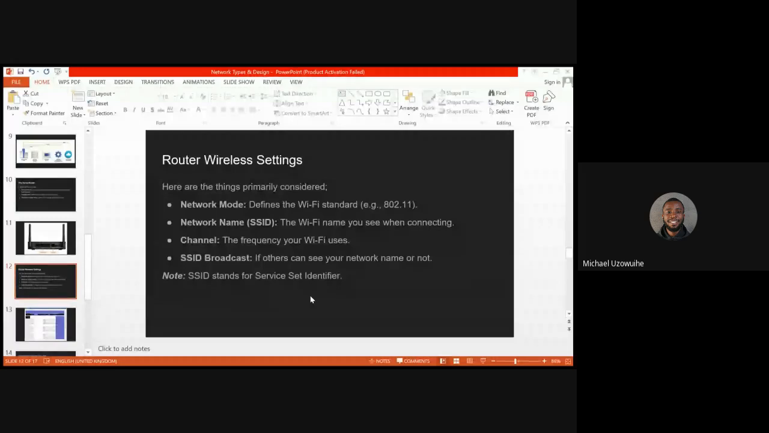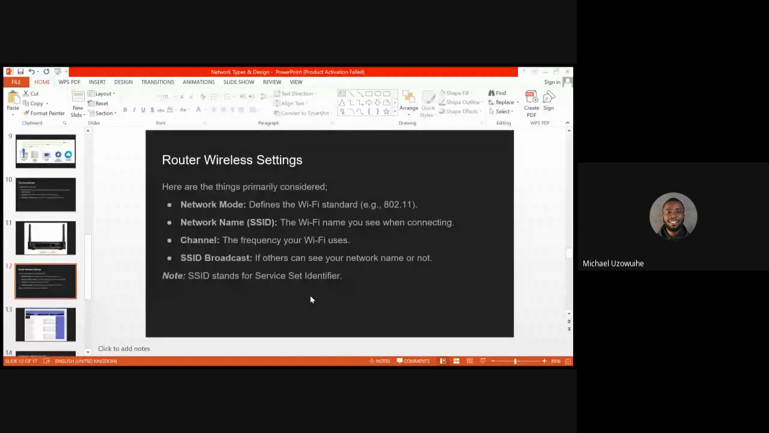It can also go by the name channel. Is that what is in yours? Yes, mine is just called band. Okay, that's beautiful. So that thing is the channel. It is telling us the frequency that the devices connecting to it are able to utilize.